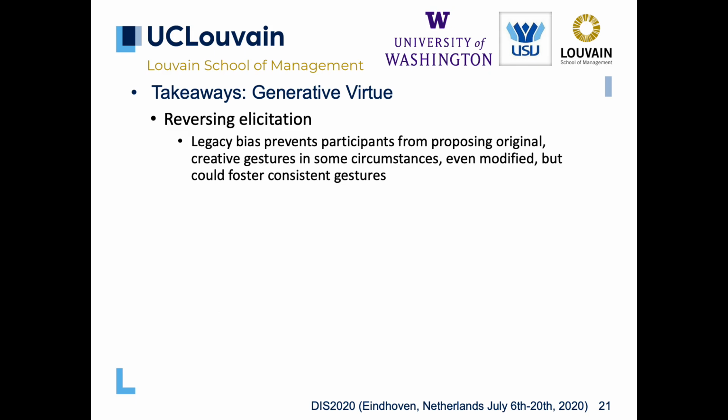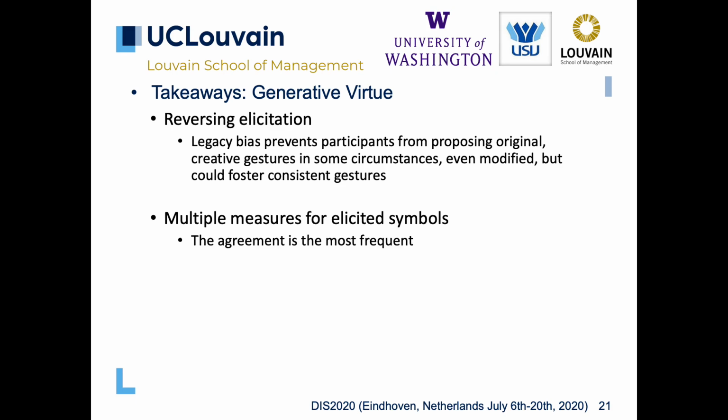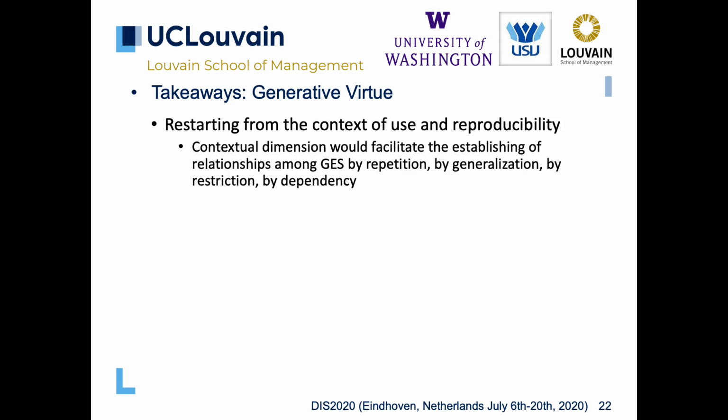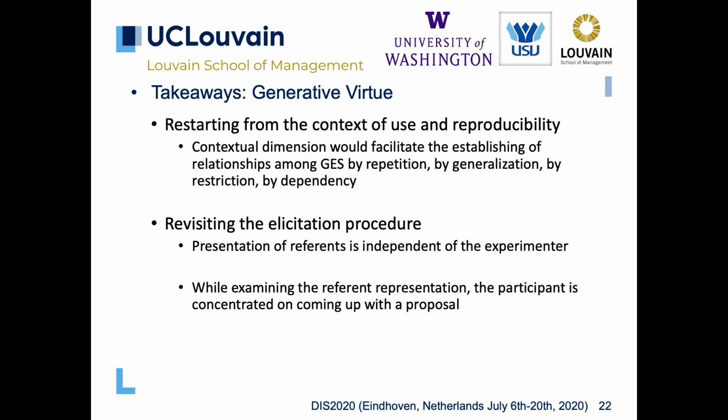In reversing elicitation, the symbols are presented to the participants, who are asked what they think those symbols mean. The agreement is the most frequent measure. This agreement represents a key measure to be accepted amongst participants. Any GES should explicitly define this context, for example, user, device, environment, so that any representation for the same context or any variation is clear. Presentation of reference is independent of the experimenter.